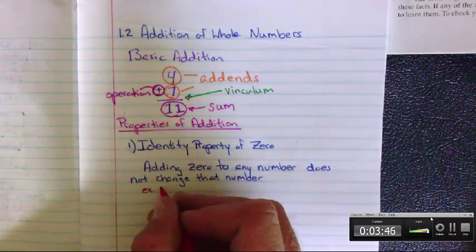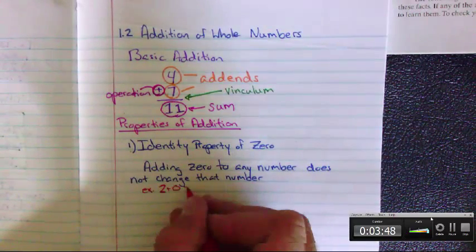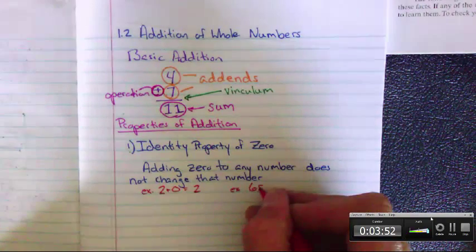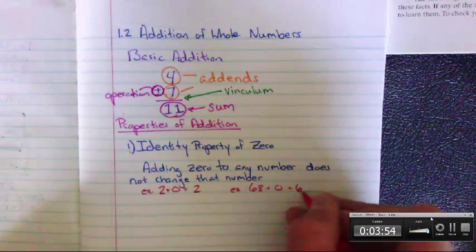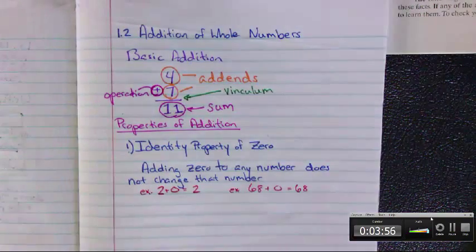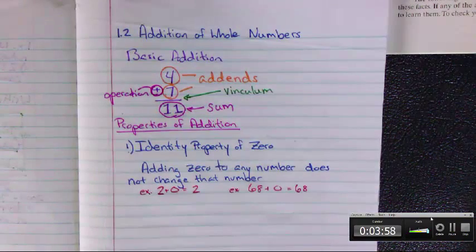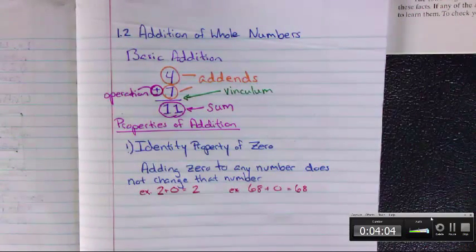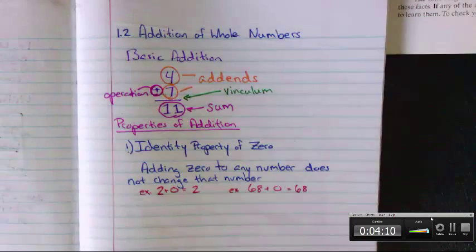And we can do a series of examples just to drive home what that's saying. 2 plus 0 is equal to 2. 68 plus 0 is equal to 68, and so on and so forth. The identity property, identity never changes. It's called the identity property of 0 because if you add a 0, it does not change the identity of the number. So adding 0 to any number does not change that number.